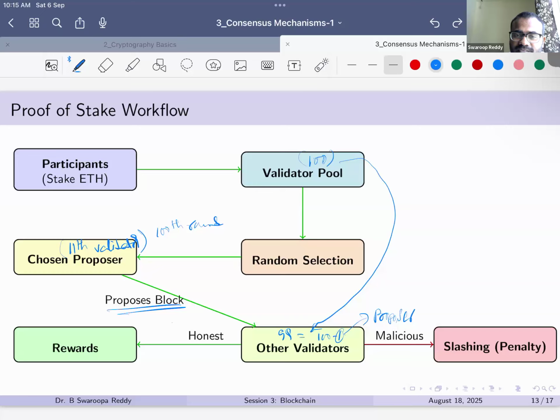That is called a penalty. So here the procedure is: once you stake into the network, you will be added to the validator pool. In every round, a random selection process will select the proposer. That proposer will produce a new block. That block will be voted on by all other members in the validator pool. This is the entire workflow of proof of stake.